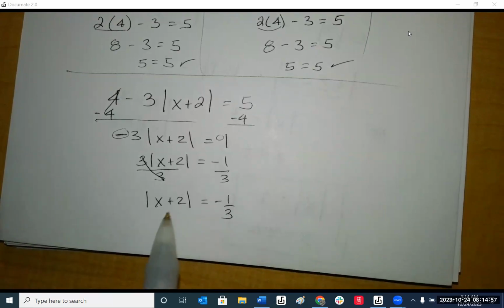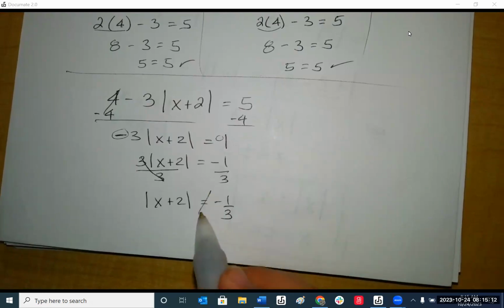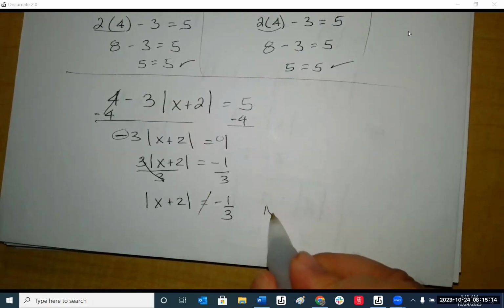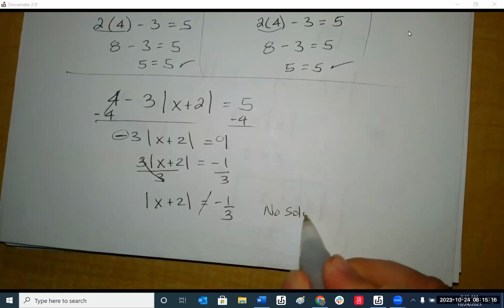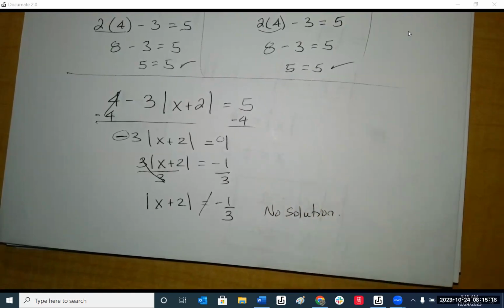Ideally, at this point, since it's isolated, you would drop the absolute value signs and put a plus or minus on this side. But can an absolute value ever equal a negative number? No. So no solution. Because an absolute value can never equal something negative.